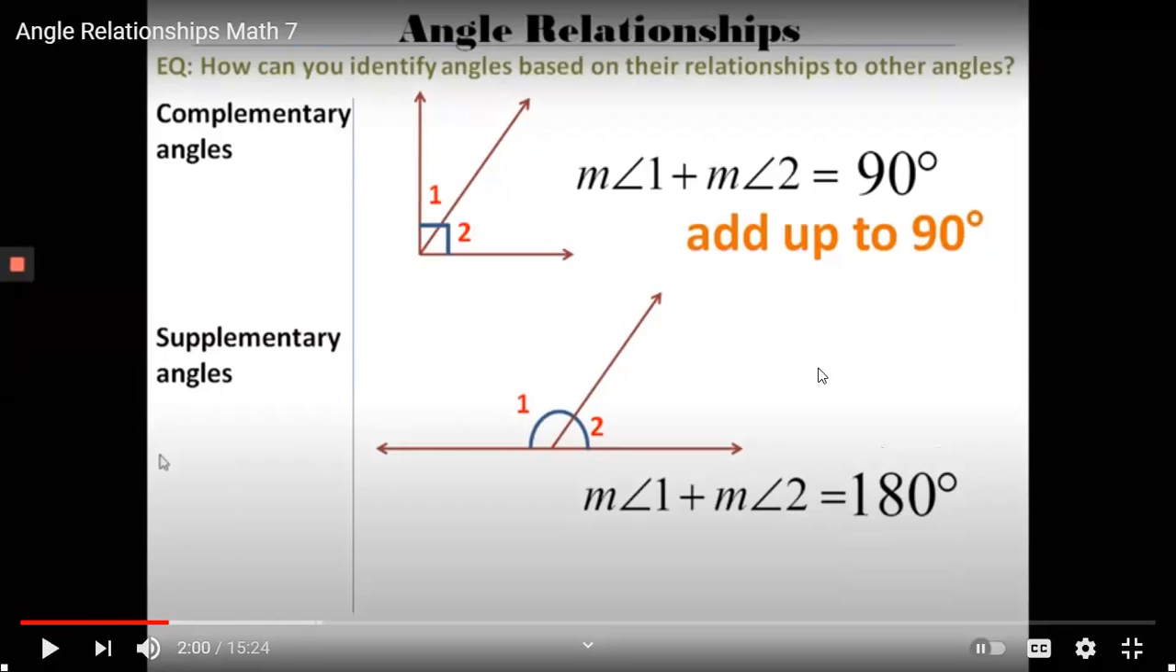So look at the second relationship. The second relationship is called what? Marwa.